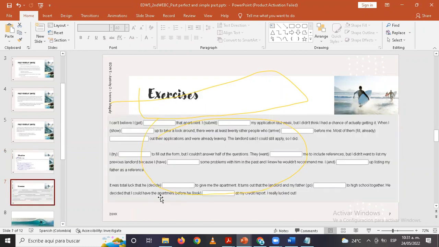So I want you to participate and do this exercise. We have Felipe, Juan, Nicolas, and the guy who is blue. Okay. I can't believe, and here we have to put the verb get. We have to decide if the verb goes in simple past or past perfect. So I want you to do this exercise with me.